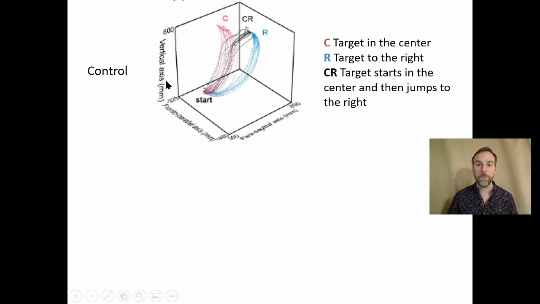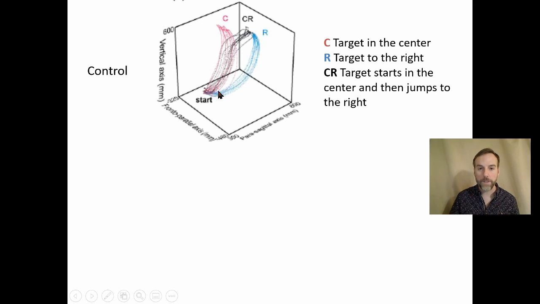These are control participants, and this is a pointing experiment similar to the last two that we've seen. So you start here. On some trials, the target appears here, and the participant reaches for it. On other trials, it appears out to the right. So C is for center, R is for right, and you reach to the right.